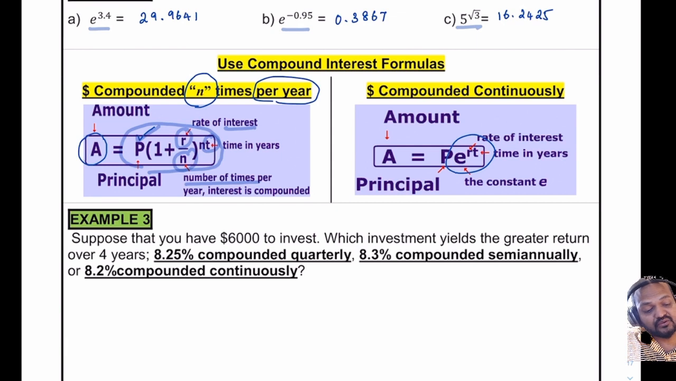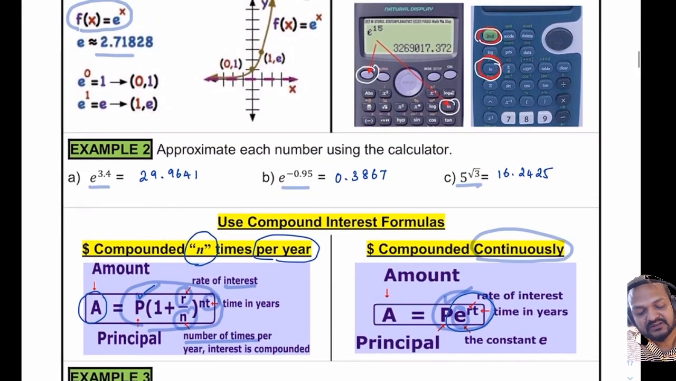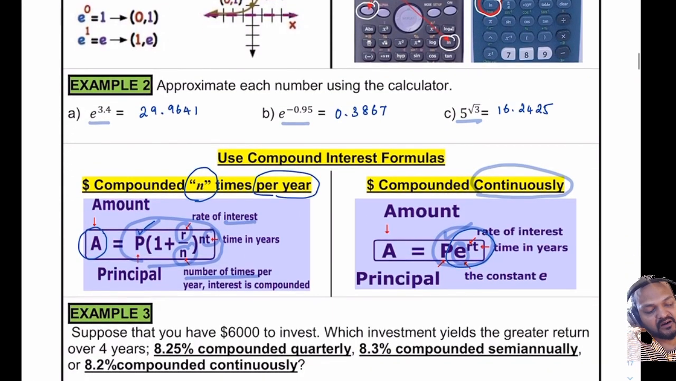You can also do the compounding continuously, and the formula for that would be A equals P times e to the rt, where P is the principal, e is the exponential constant, 2.7182, remember, 2.71828, and then r times t. r is the rate of interest, and t is the number of years.